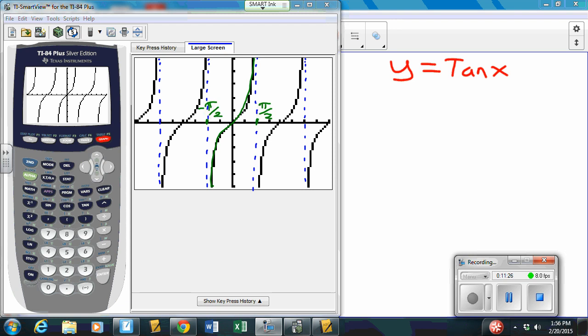That's one period. Okay, because then we repeat the pattern over again right here. And we repeat it again right here, and so forth. So it continues that pattern. So each one of those is a cycle, so it's negative pi to pi. So what is the period?